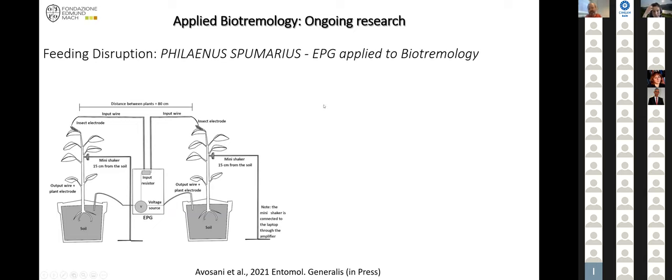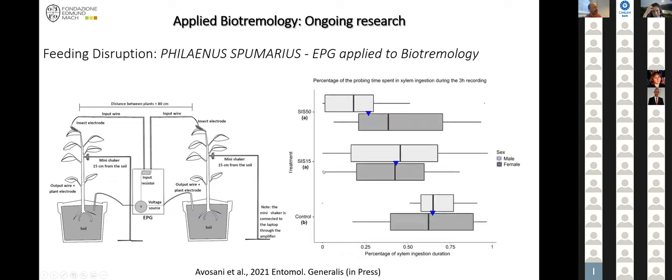And Philaenus spumarius is an insect vector of Xylella fastidiosa in southern Italy. And we found, through this experiment where we measured the feeding behavior, through a technique called electropenetrography, we could measure the feeding activity. We found, for instance, using this signal called C1ST50, that there was, especially in males, a significant reduction of xylem ingestion compared to the control.